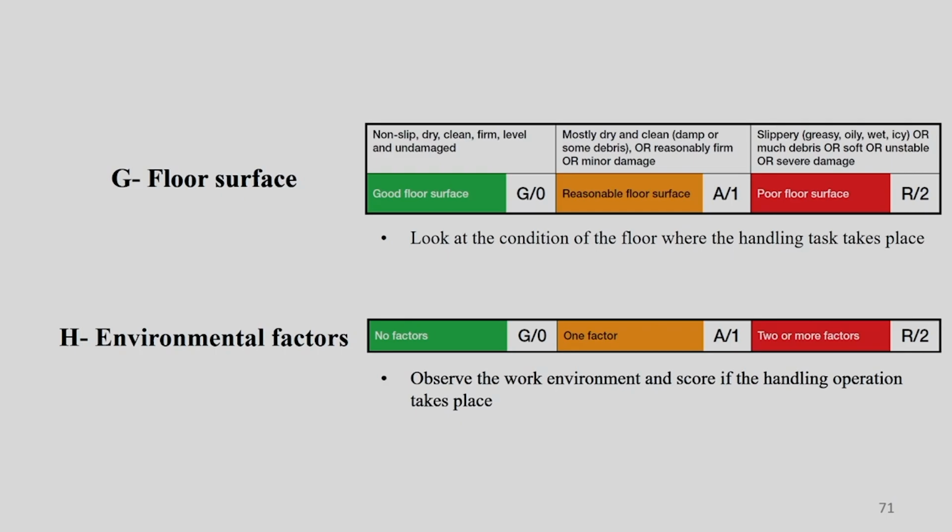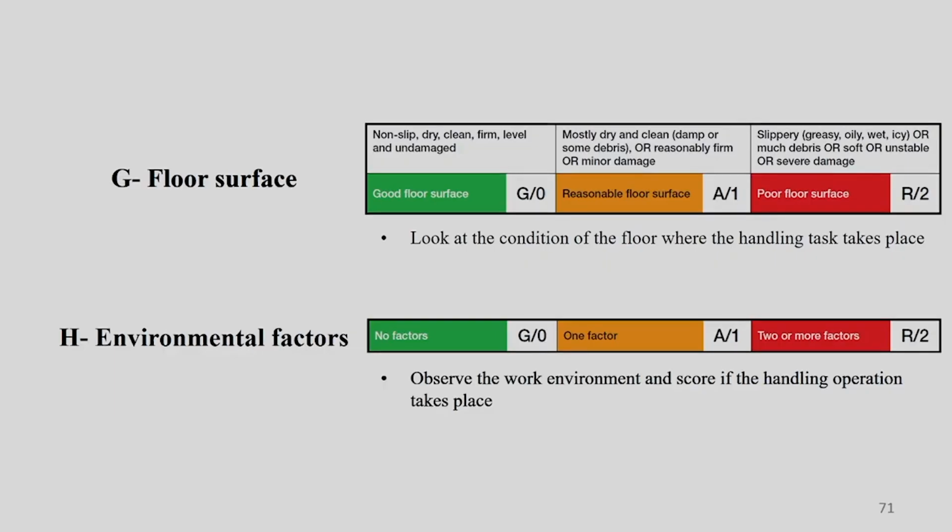The last factor, that is H, the environmental factors. If no factors, you are not having any impact of any environmental factors like noise, illumination, thermal. If you have one impacting factor, then 1; if 2 or more, then it is 2. So green, amber and red. Fine. So what you have to do is observe the work environment and score it, if in that particular handling operation you have any environmental factors.